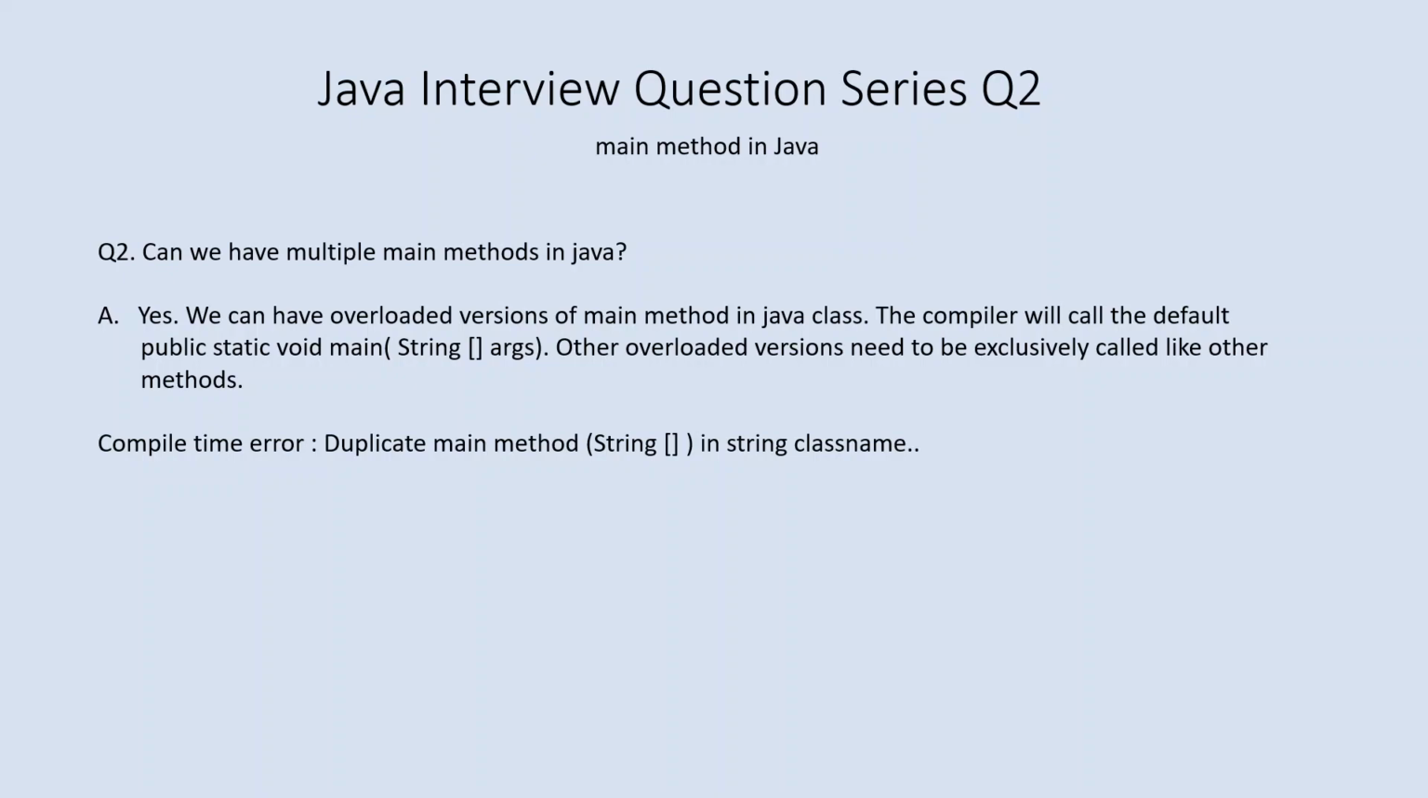So if we have such overloaded main methods in a Java program, then by default the compiler will execute the public static void main(String[] args) method. The other overloaded versions need to be explicitly called like other methods. But if we have two main methods with the same signature, that is the same set of arguments, then we will get a compile time error: duplicate main method in the class.